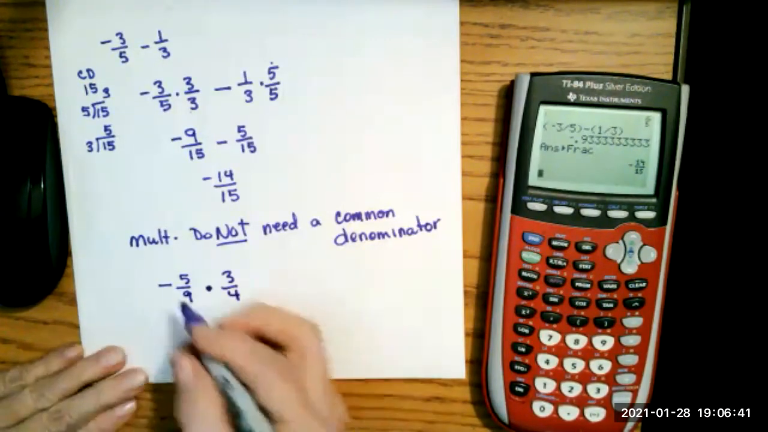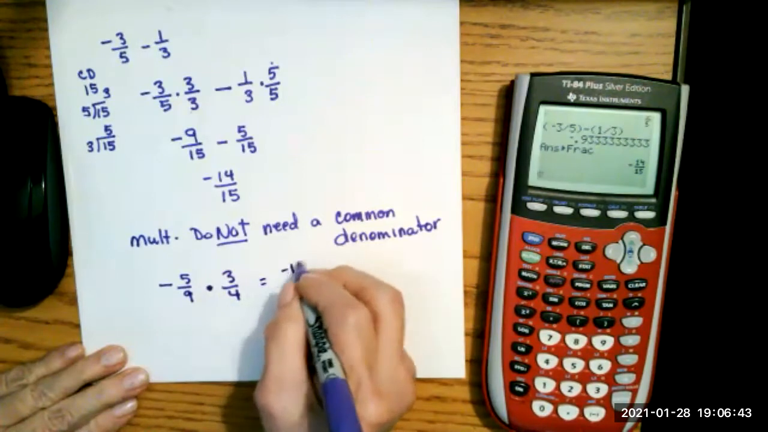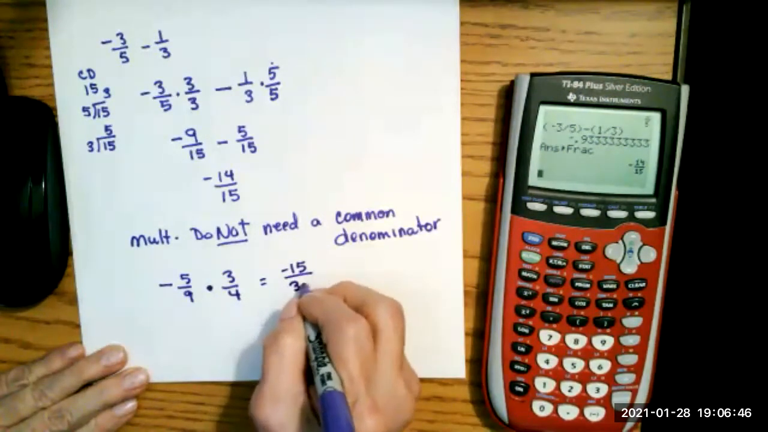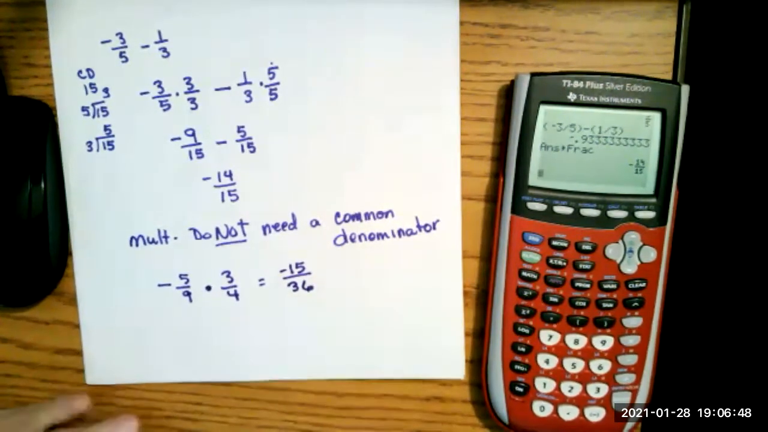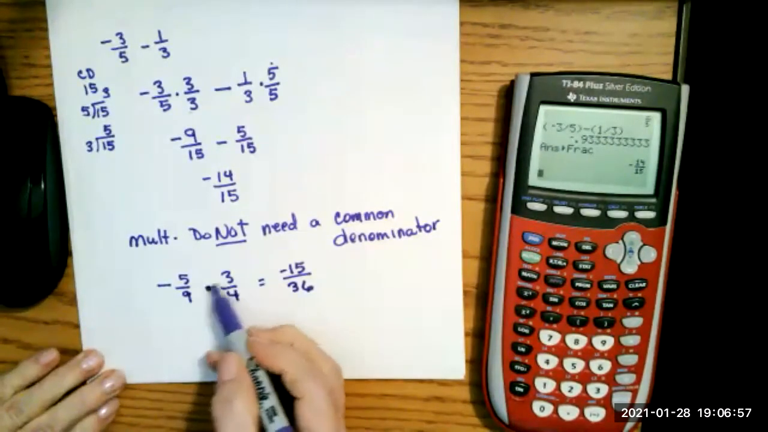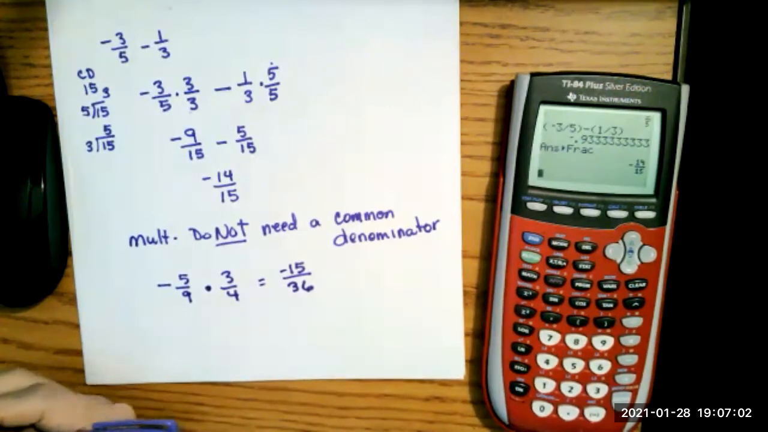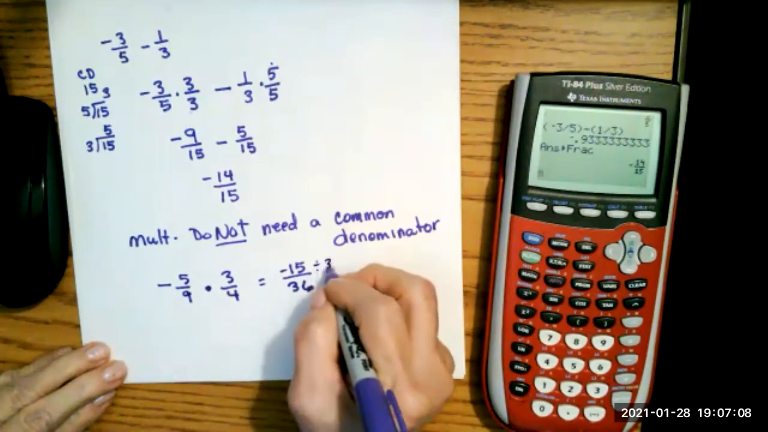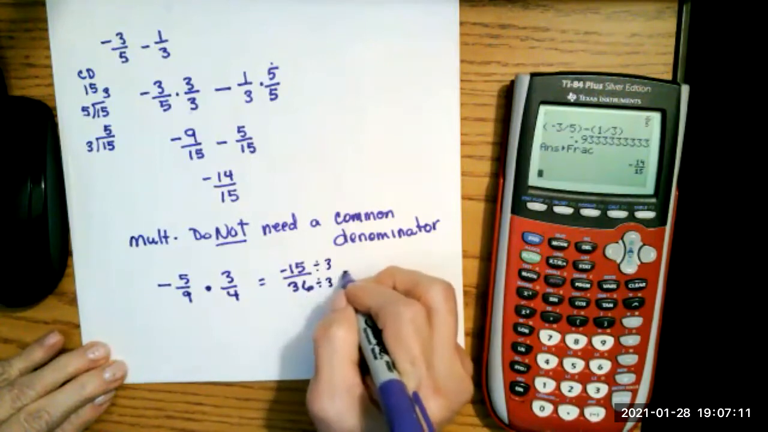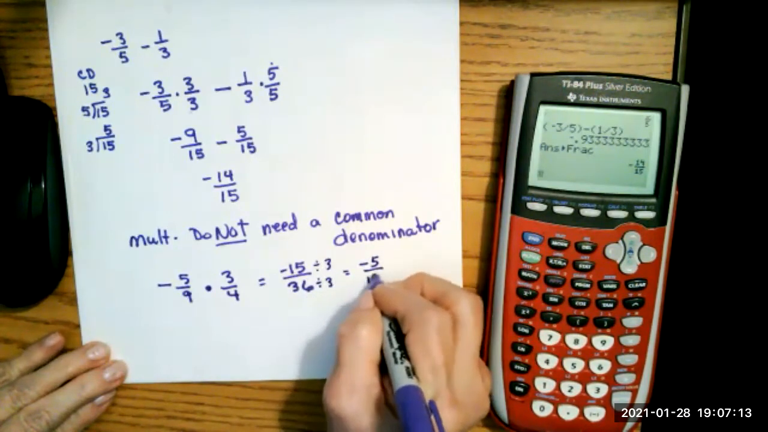Now, you just multiply and you get negative 15/36. And then you've got to figure out if that will reduce, if there's something in the top and the bottom that's common. I can see that I could have canceled right here. The 3 into the 9 would have gone 3 times, so it must have a 3 in common. So let's divide out the 3, and we would get negative 5/12.